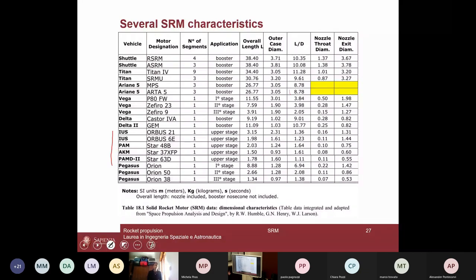And of course, this gives you a little improvement because you're starting at a high altitude and you reduce, especially, the gravitational losses and the aerodynamic ones.